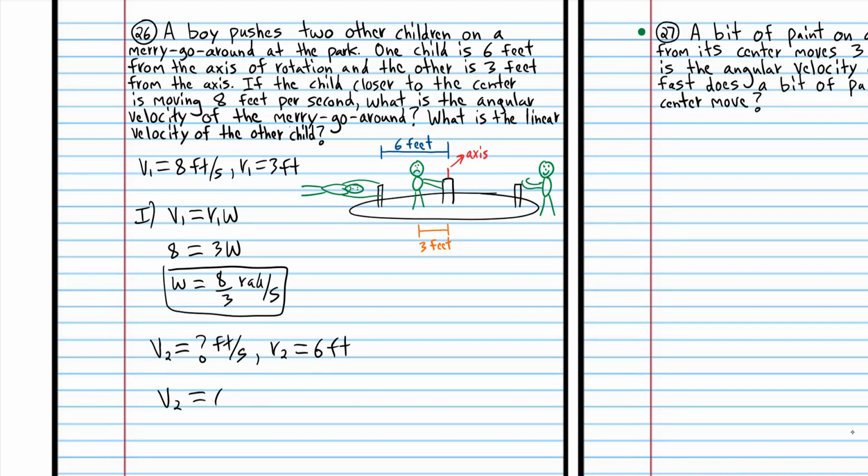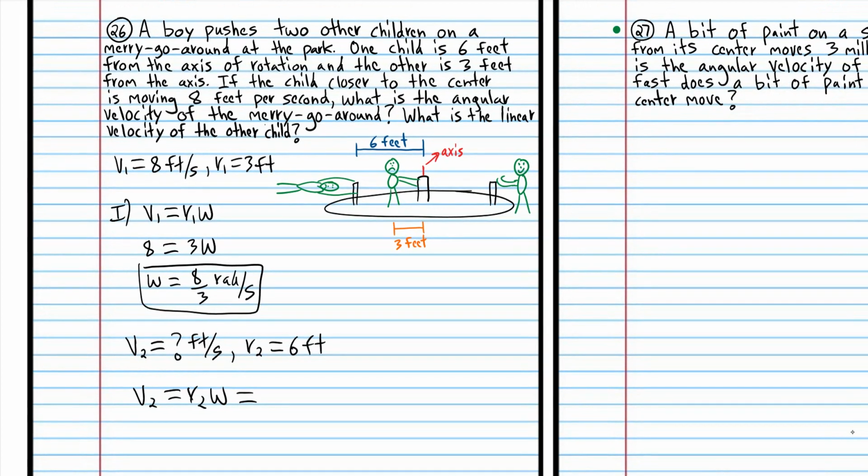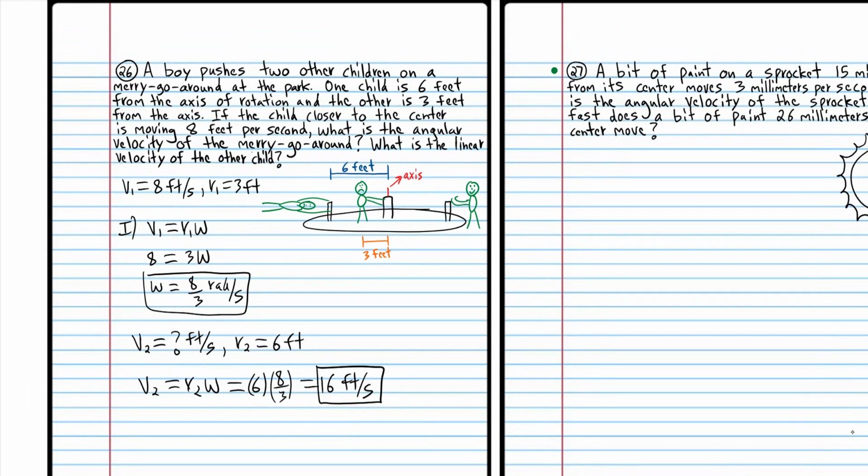So V2 is equal to R2 times omega. Again, omega is the same no matter where you are on the merry-go-round. So we have 6 times omega, which is 8/3, and that simplifies to 16 feet per second. So he's moving quite fast, 16 feet per second, so he's having a hard time holding on.